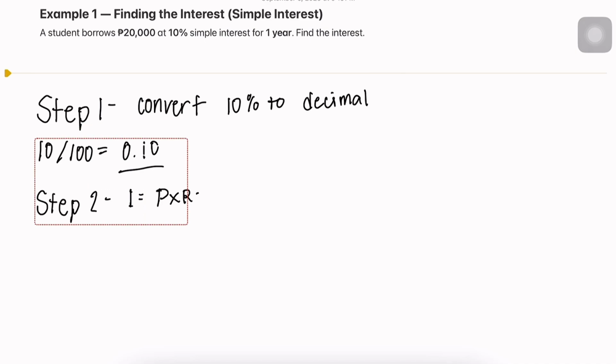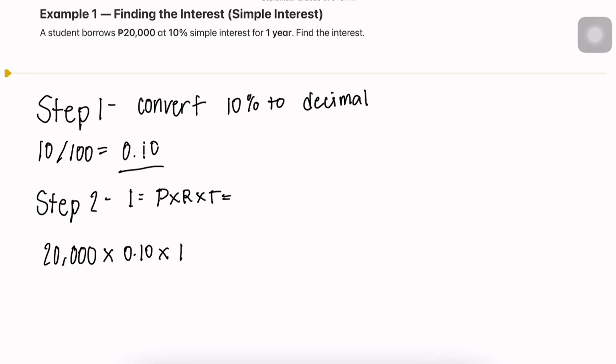The formula for solving the interest is I equals P times R times T. So let's substitute the values into our formula. The value of P is 20,000, the value of R is 0.10, and for T it is 1. For our third step, we just multiply. So 20,000 times 0.10 times 1 is 2,000. So that's the answer for our example number 1.